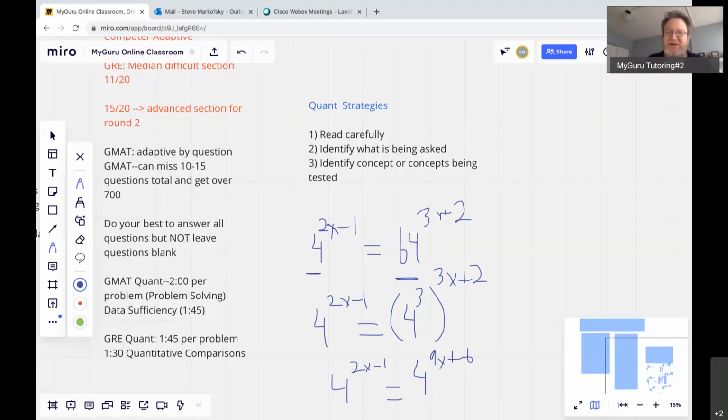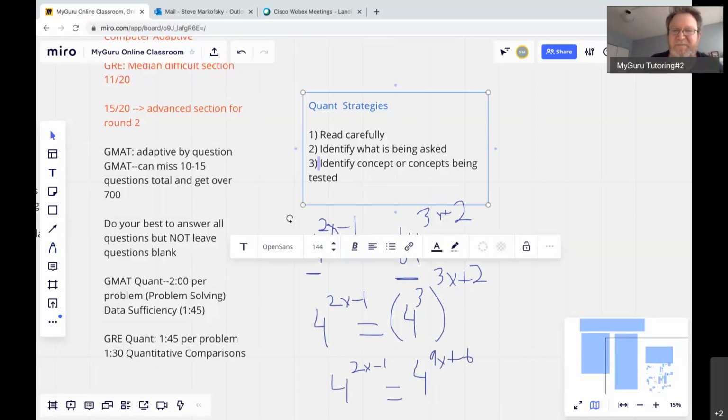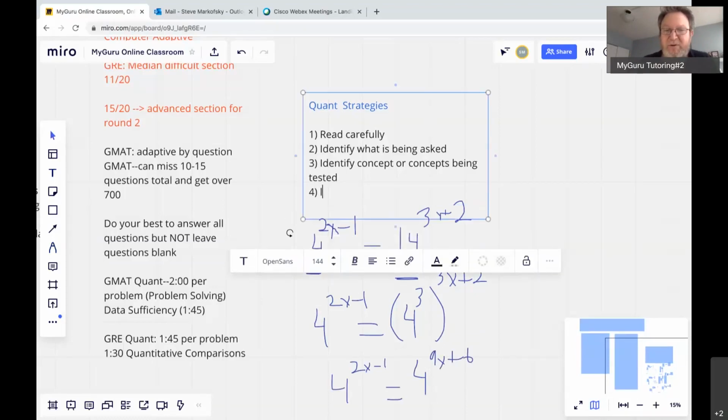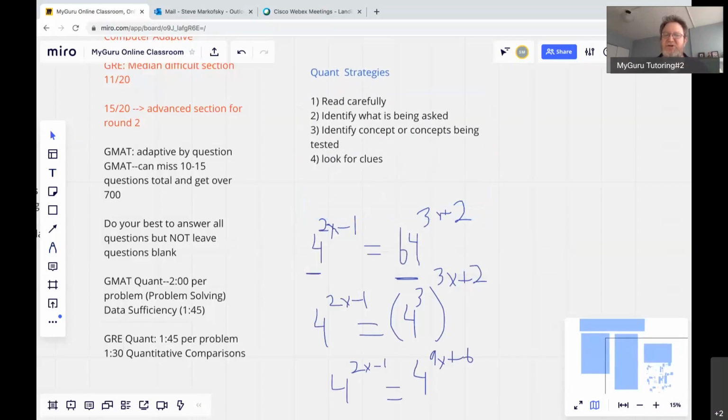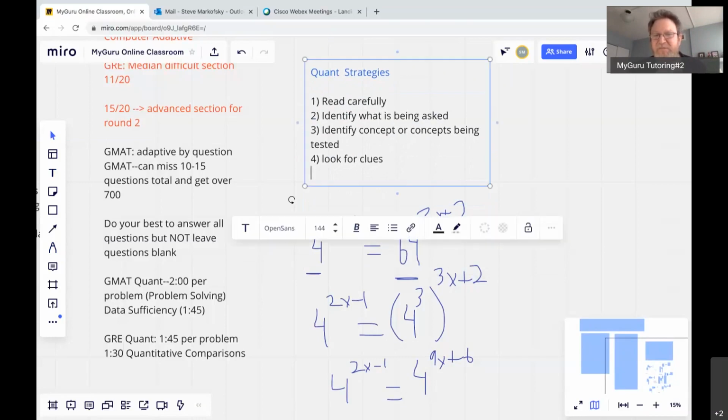So identifying the concept being tested and finding clues. Let's add that. So, look for clues. The clue here is that 4 and 64 have something in common, in terms of a fundamental concept. And by recognizing that quickly, you can improve your timing a lot. So instead of just going into it blindly and saying, oh, I have no idea what they're actually asking here, recognize that pretty much everything they give you is going to be for a reason. All right? Look for clues.